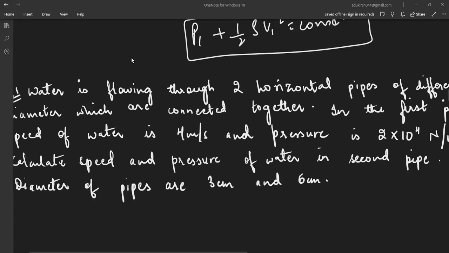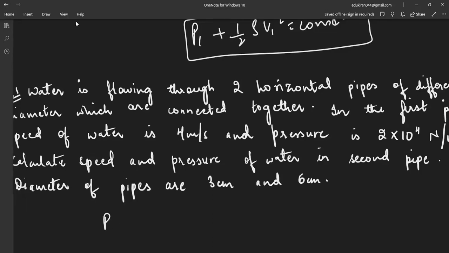Yes, class, let's discuss this question. It says that water is flowing through two horizontal pipes of different diameters which are connected together. In the first pipe, speed of water is 4 meter per second, pressure is 2 into 10 to the power 4 Newton per meter square. Given the diameters of the pipes, you have to calculate speed and pressure of water in the second pipe.